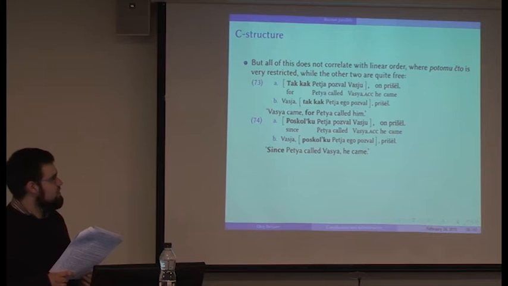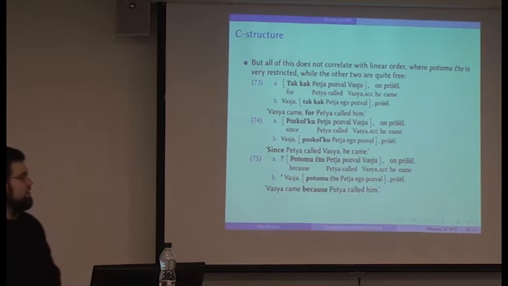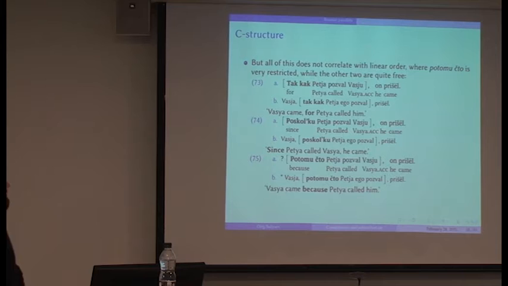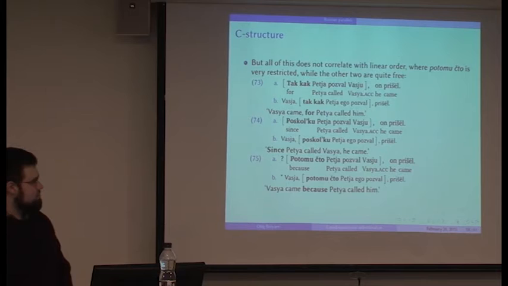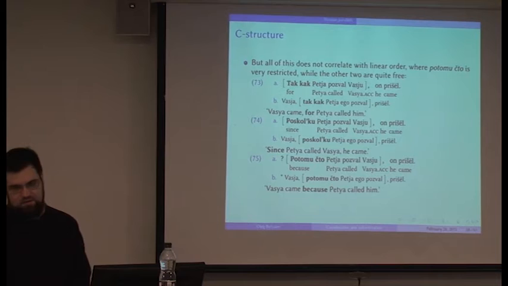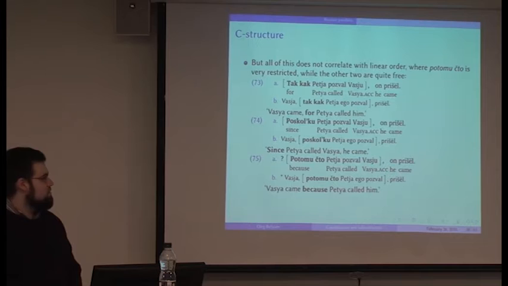But it has been long remarked in literature on Russian that you cannot do the same things with потому что, even though it's a more widespread and apparently more subordinating conjunction in the semantic sense. So 75a shows that preposing of потому что clauses is decidedly weird. So потому что Петя позвал Васю, он пришел. Maybe only in a parenthetical context, whereas sentence embedding is totally out. So Vasya, потому что Петя позвал, пришел, is ungrammatical.